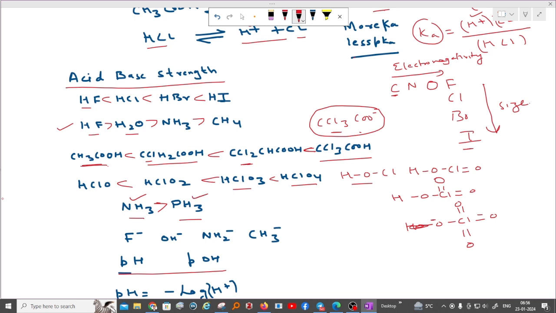Now if we compare the acid strength of fluoride and hydroxyl ion, ammonium ion and methane ion, we can see that if we compare this with this, the one which is more acidic here, sorry, this is not, just see.